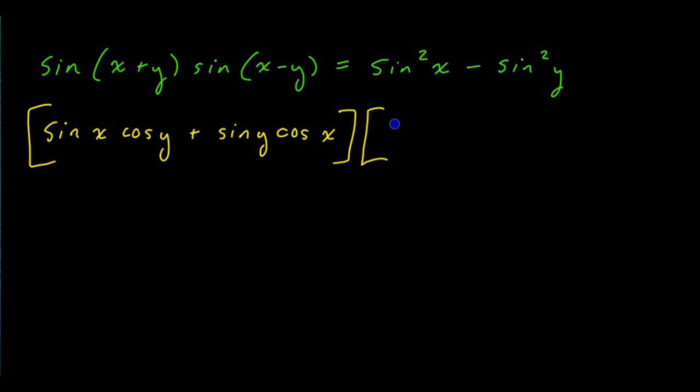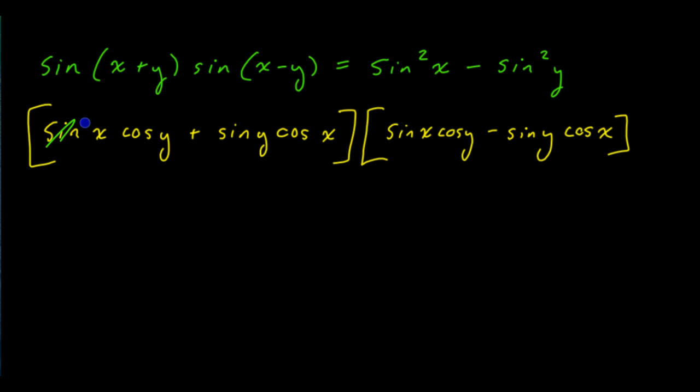And now we're going to do the sine of x minus y one. So it'd be sine x cos y minus sine y cos x. And we're going to make that all equal the right-hand side soon.